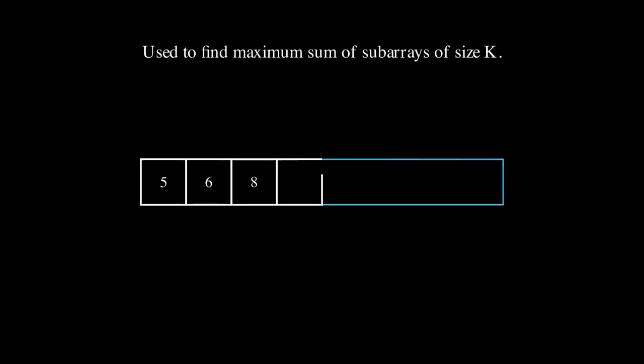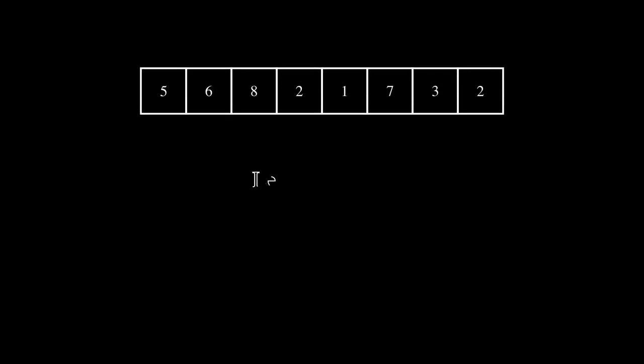So let's start with an array of some random elements. I have chosen the size as 8, and for k let's assume it to be 3. We want to find which subarray of size 3 has the maximum sum.